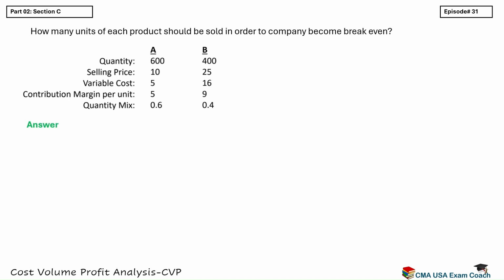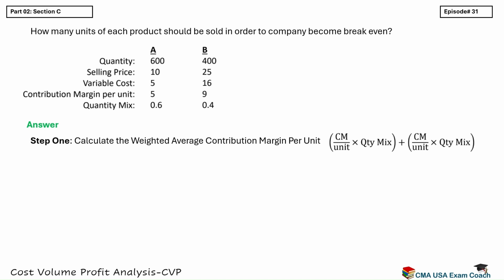Step 1. Calculate the weighted average contribution margin per unit. Since the company is selling a mix of 2 products, we need to calculate a weighted average contribution margin per unit, based on the quantity mix. The formula is weighted average contribution margin equals contribution margin of product A multiplied by quantity mix of A, plus contribution margin of product B multiplied by quantity mix of B. So that is $5 multiplied by 0.6, plus $9 multiplied by 0.4.